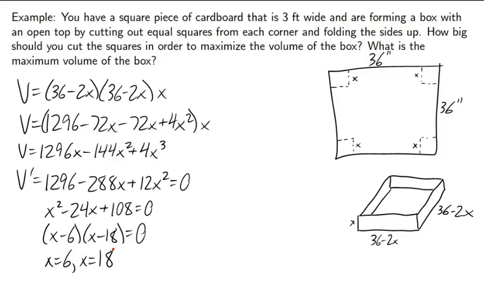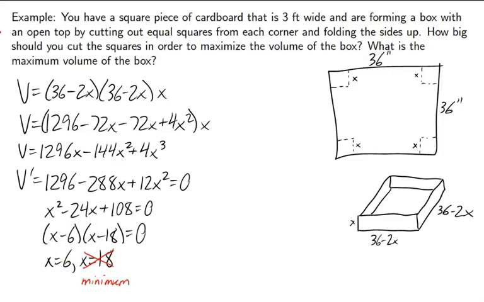I don't know which one's which. Which one is the max and which one is the min? I'll tell you one of them is kind of obvious. Just plug 18 into here and notice what you get. If you plug in 18, 2 times 18 is 36. 36 minus 36 is 0. So at 18, you get 0 for the volume. So it turns out that this one is the minimum. So the maximum must happen at 6 inches.